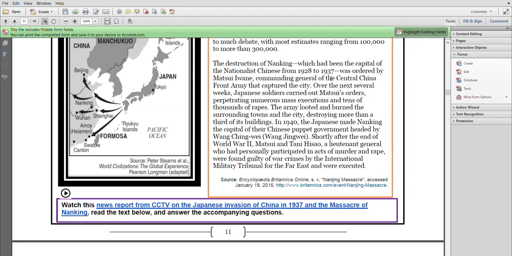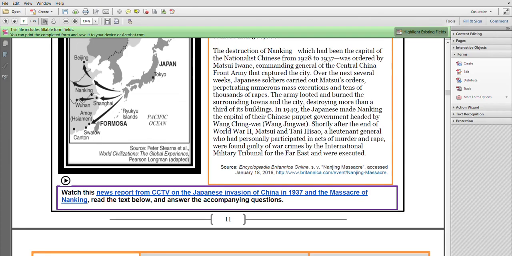The destruction of Nanking, which had been the capital of the nationalist Chinese from 1928 to 1937, was ordered by Matsui Iwane, a commanding general of the Central China Front Army that captured the city. Over the next several weeks, Japanese soldiers carried out Matsui's orders, perpetrating numerous mass executions and tens of thousands of rapes. The army looted and burned the surrounding towns of the city, destroying more than a third of its buildings.